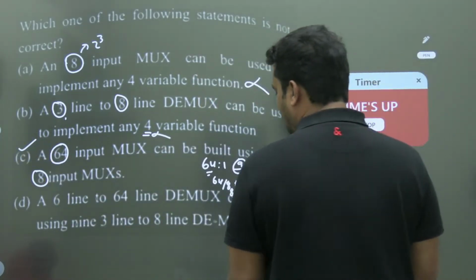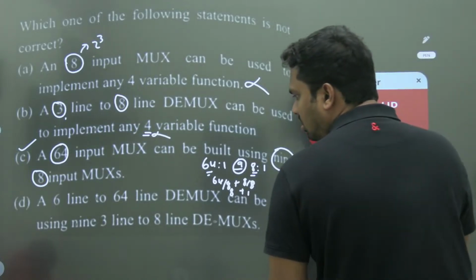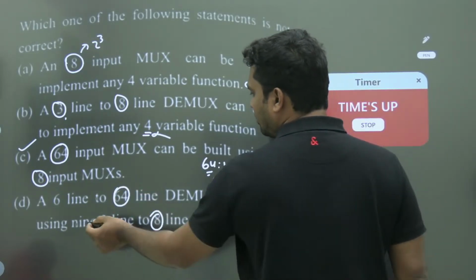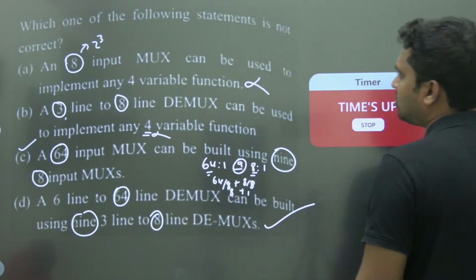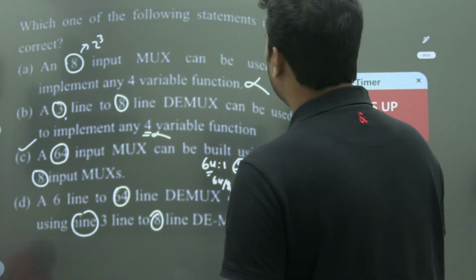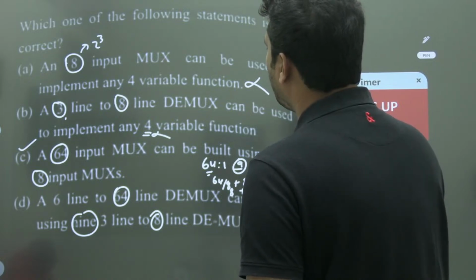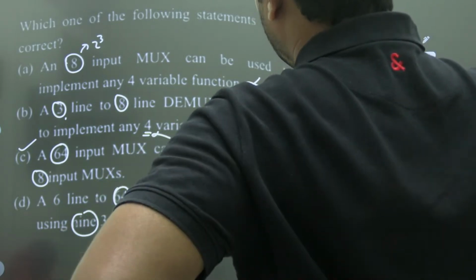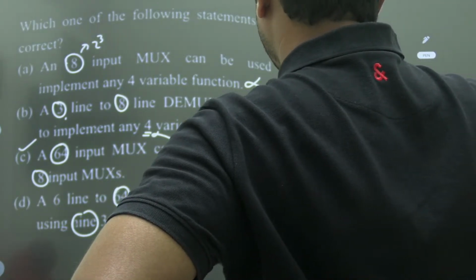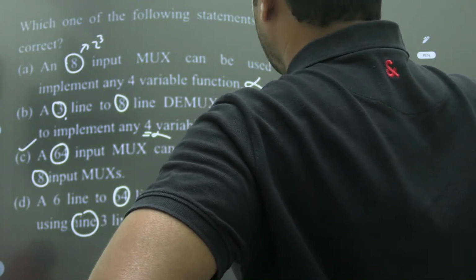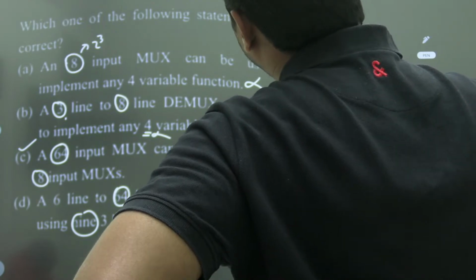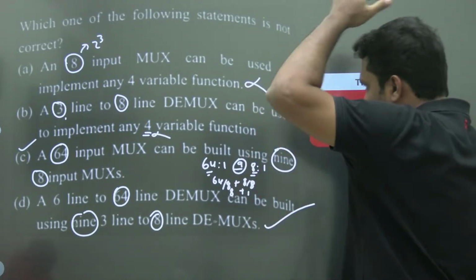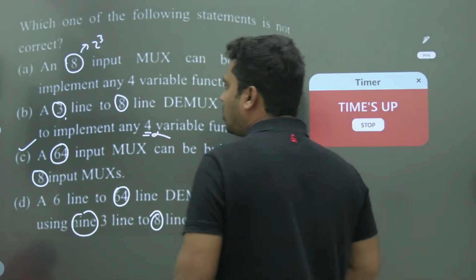A 6 by 64 demux using 3 3, this is also correct actually. 64, how many are required, means 9. Actually here it is like an MSQ. Which of the following is not correct is the question. Two of them are not correct. Which of the following statements is not correct? An 8 input mux can be used to implement any 4 variable function. Wrong. A 3 to 8 demux can be used to implement any 4 variable function. Both are wrong here.